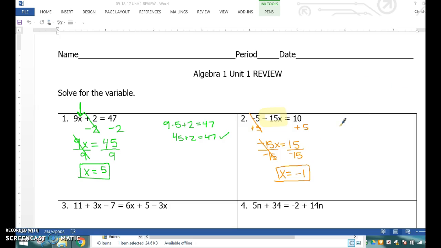Again, I can check it by substitution. Take that negative 1 and put it right in here for x. So negative 5 minus 15 times negative 1 should equal 10. Negative 15 times negative 1, a negative times a negative is a positive, and negative 5 plus 15 is 10. Perfect, it works.